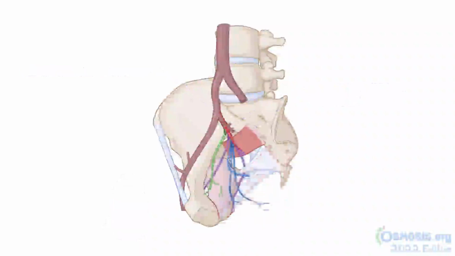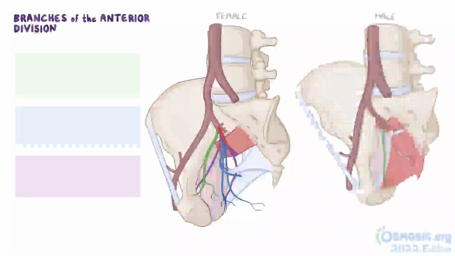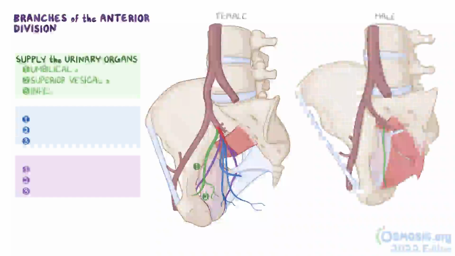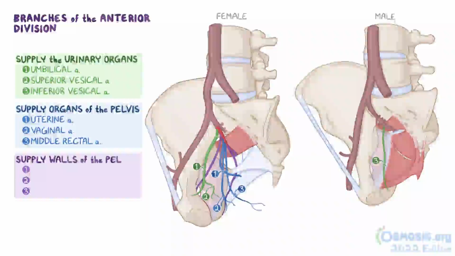Now, to make things a bit easier, branches off the anterior division are grouped into three categories. The first group has three branches that supply the urinary organs, which are the umbilical, superior vesical, and inferior vesical arteries. The next group has three branches that supply organs of the pelvis, which are the uterine, vaginal, and middle rectal arteries. Finally, three branches supply the walls of the pelvis, which are the obturator, internal pudendal, and inferior gluteal arteries.